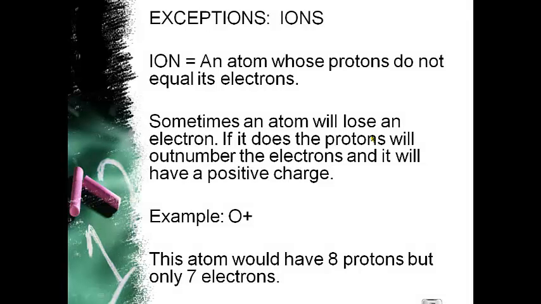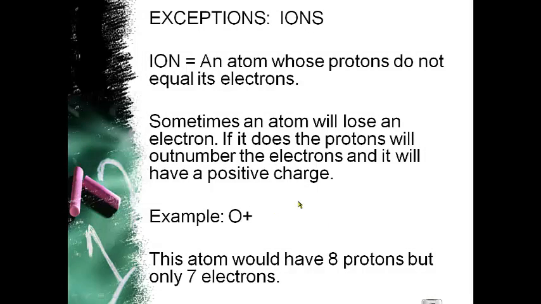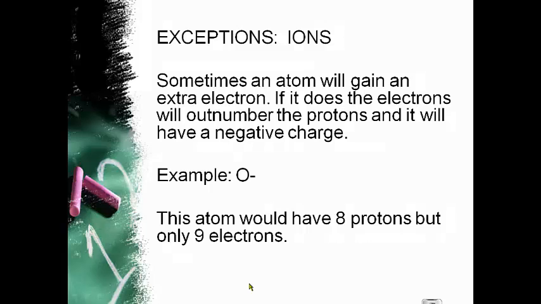Some exceptions to the rule that all the protons and the neutrons and the electrons are equal. An ion is an atom whose protons and electrons are not equal. If it is a positively charged atom, it means it has more protons. If it is a negatively charged ion, it means it has more electrons than protons. So again, a positively charged atom, or ion, has more protons than electrons. A negatively charged ion has more electrons than protons.